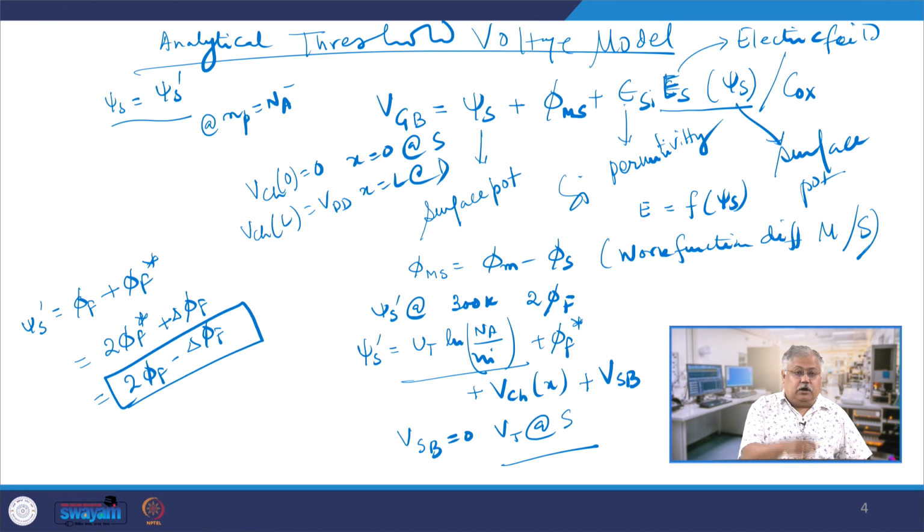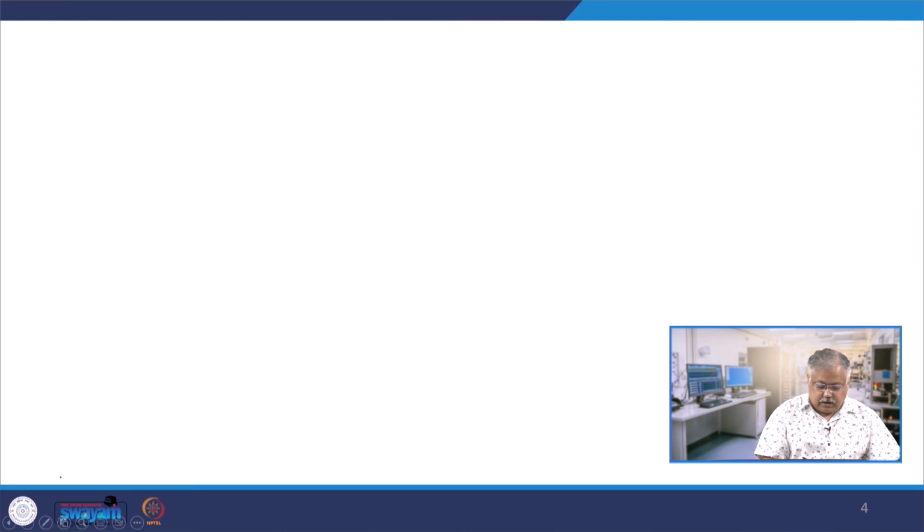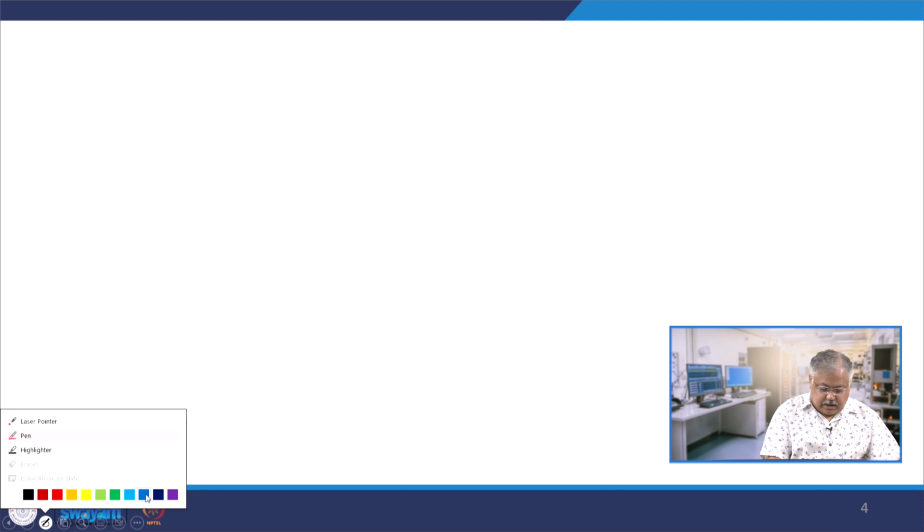And that is the reason it is not 2 phi f now, it is 2 phi f plus delta phi f. So, further bending of the band will take place in this case at 300 Kelvin. Now, if you go back further, let me rub this portion because I do not have any free space as such. So, let me just erase all ink on the slide, and then let us start again the discussion.